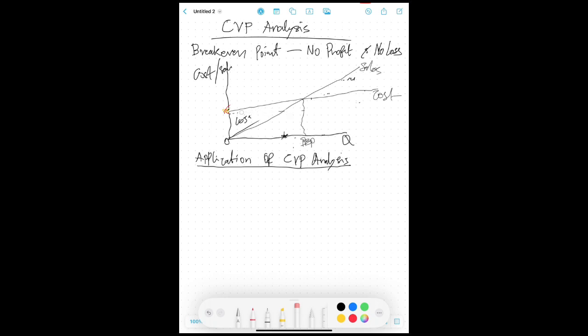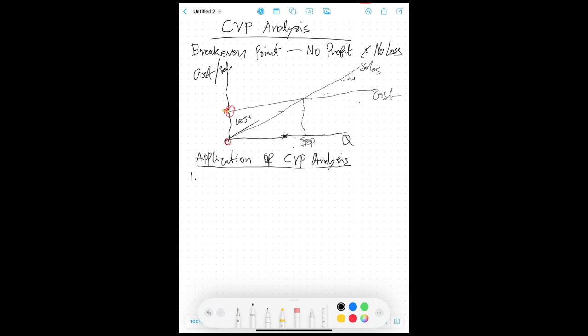That cost line starts from this point, and it is not starting from the 0 point, because sometimes costs are incurred even when you're not producing. Even when production is 0, cost will still be incurred. If you have paid rent, whether you produce or not, your costs will still be incurred. That's why it's starting from that point, because cost can never be 0. So we'll go back to the application of CVP analysis.